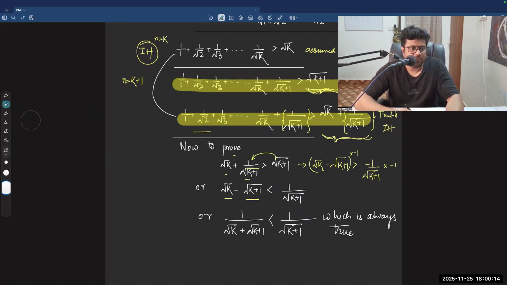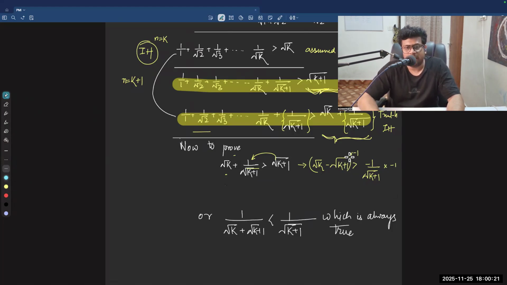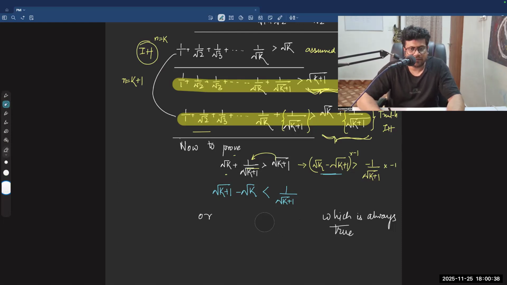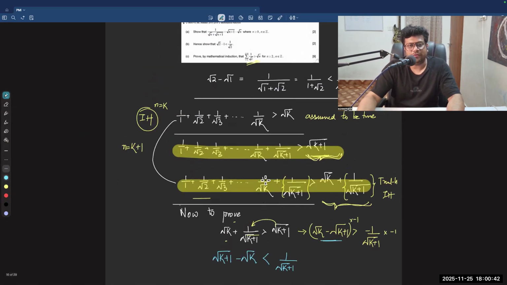Well, let's write that again. I think I wrote it wrong the first time, so we're going to write it again. Multiply the left side by a minus 1, you end up with root of k plus 1 minus root of k, and it's lesser than 1 by root of k plus 1. And from part 1 of the question, I already know root of k plus 1 minus root k is equal to 1 by root k plus root of k plus 1.